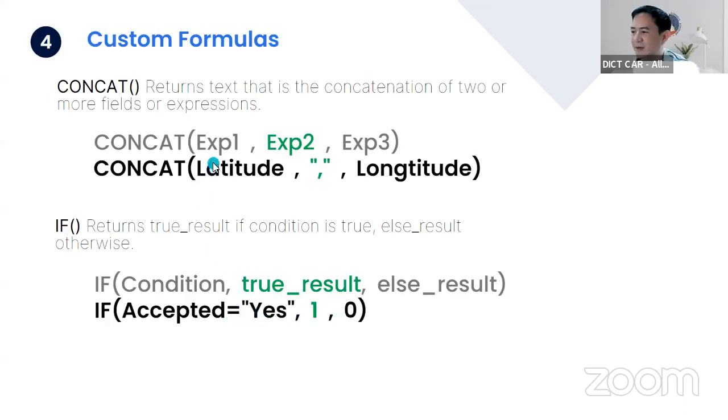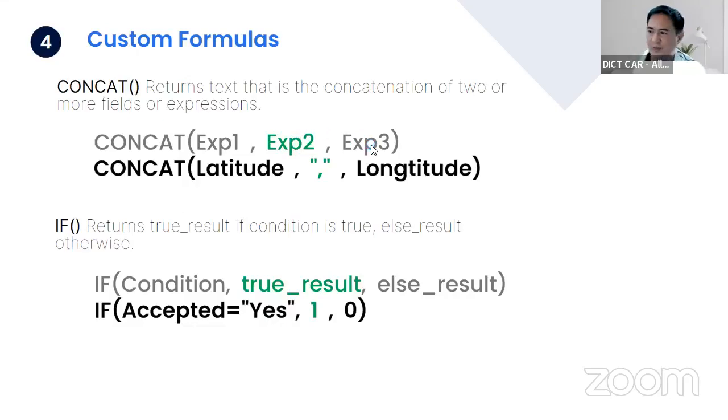Okay. Itong pangalawa is gagamitin natin right after this. Ito yung concatenation. It returns a text that is the concatenation of 2 or more fields or expressions. Okay. Tatlong expression or more expressions ito. So in this example, tatlo lang ginamit ko. Expression 1, expression 2, and expression 3.